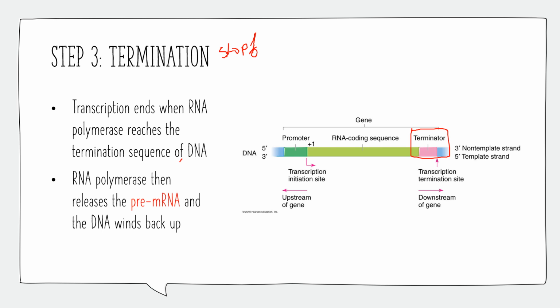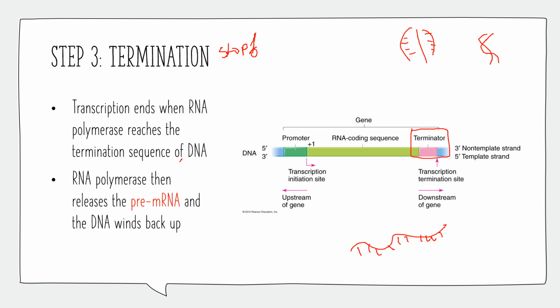Once this termination sequence is reached, the RNA polymerase is going to release itself, and it's going to release this pre-mRNA that it's made into the nucleus, and then the DNA is going to wind back up again. So the DNA, which is currently left bare, is going to reform those hydrogen bonds and wind itself back up into its beautiful helix once more. Okay, so that's how transcription finishes.